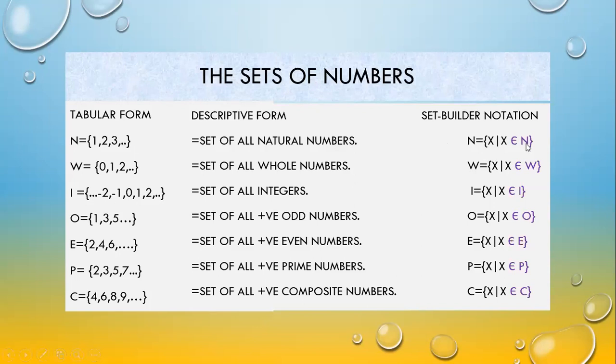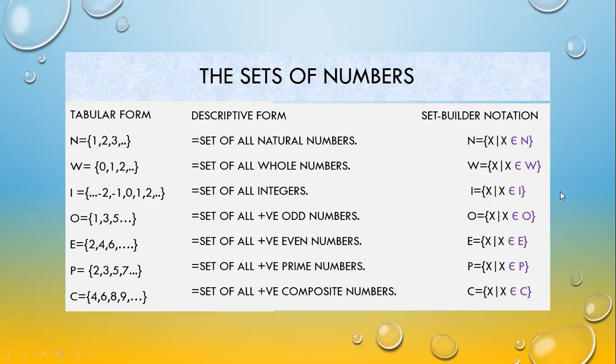Now here we have to mention which set this is. It's the natural set, 1, 2, 3, so we mention capital N. Please remember that whole numbers start with 0, and integers contain both negative and positive values. Odd and even, you know: 1, 3, 5 are odd numbers, and 2, 4, 6 and so on is the set of positive even numbers. When the upper limit is not mentioned, it's an infinite set, when the number of elements is unlimited.